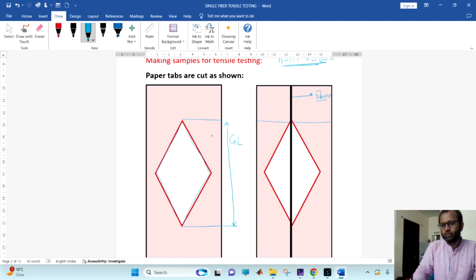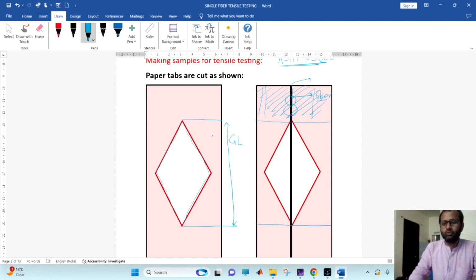The remaining portion, either above or below, we will put the glue, and then we will put this fiber and another tab of paper, the same paper, and just put the clips here. Okay, so when I'm talking about the glue, you should know which glue we are going to use.